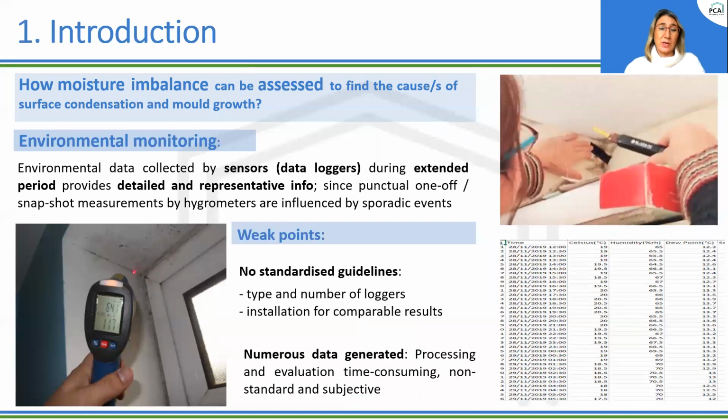However, there are some weak points in environmental monitoring. There are no standardized guidelines on the type and number of loggers that are necessary to place in a property, and also no guidelines on the installation in the property, in order to have comparable results. Apart from that, a huge amount of data can be generated, so the process and evaluation can be time consuming, and also performed in a non-standard and quite subjective way.